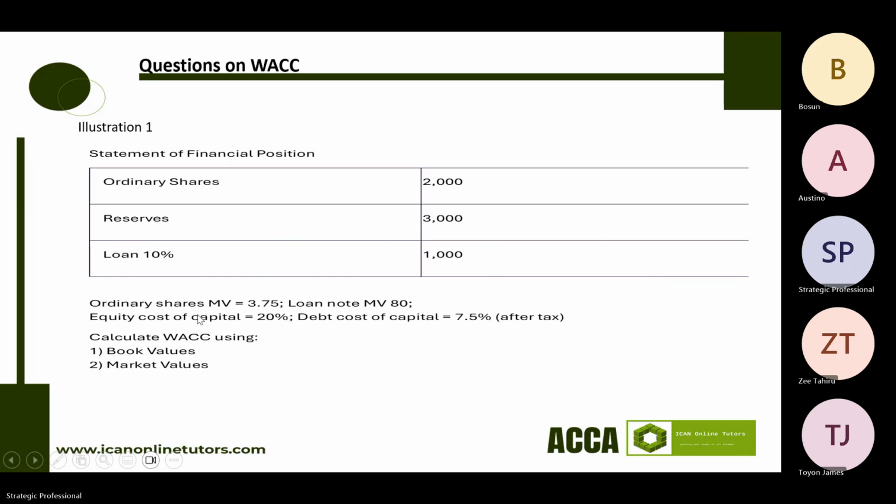Normally in this question they had already given the cost of capital for equity, which is 20%. But in real questions on advanced financial management, you are expected to know how to get this 20%. Those are ways of getting that 20%, right?